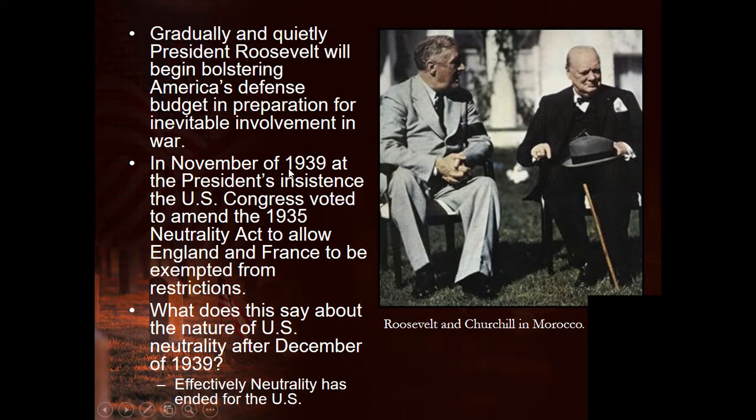And then a couple months after the invasion of Poland, remember, September 39, the war has begun, the president's going to insist that Congress change the neutrality acts and now allow England and France to be exempted from restrictions. And what that means basically is that the United States can now give England and France, the allies, weapons. We can now loan them money. And clearly the United States is no longer neutral. However, remember, we will not get involved in this war until December of 41 after the Japanese attack us at Pearl Harbor, Hawaii. So really the United States is no longer neutral, but we're not at war yet.